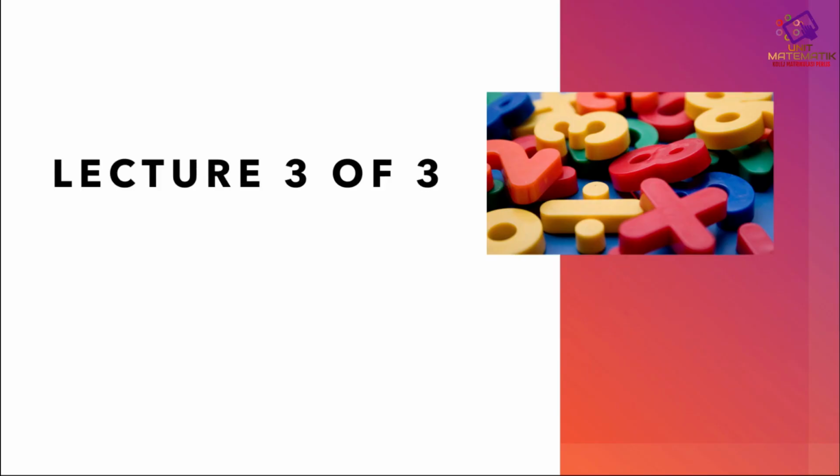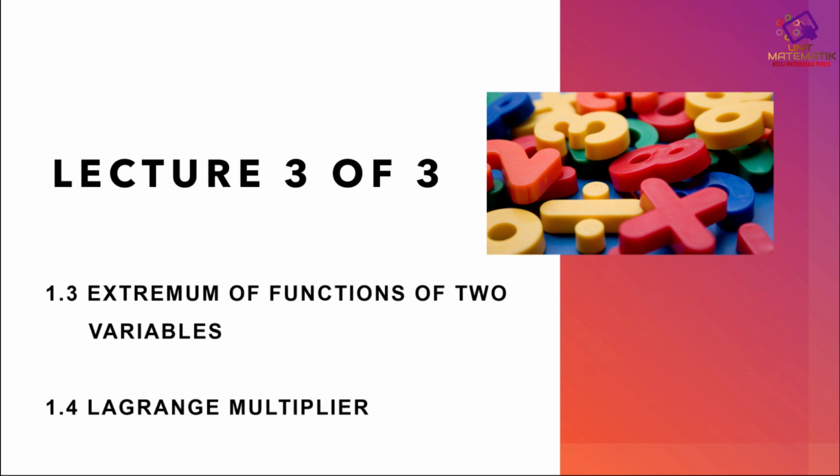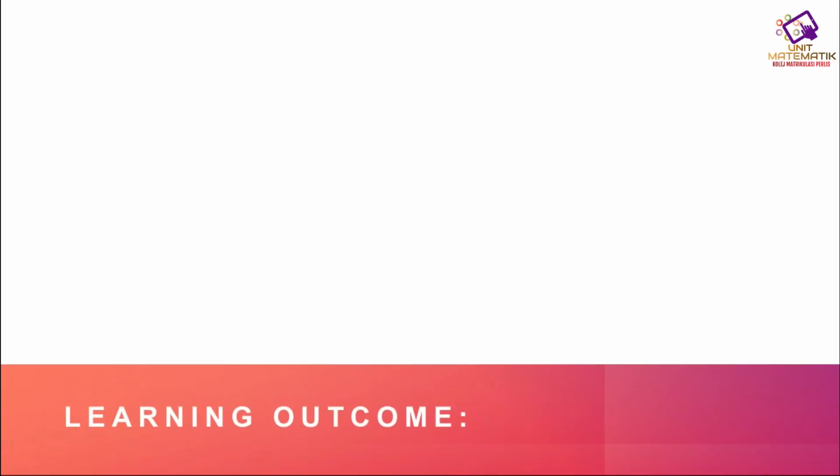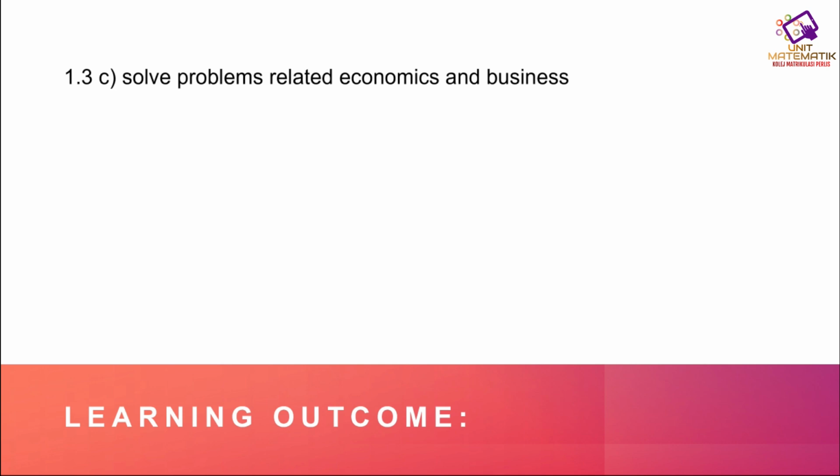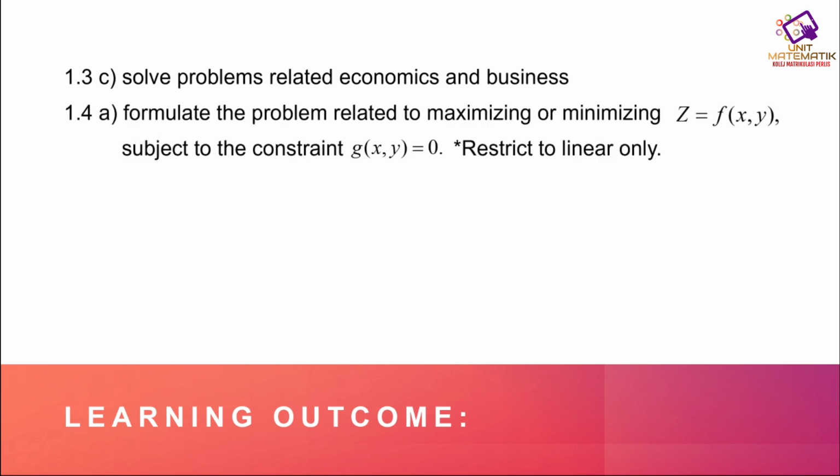For lecture 3 of 3, we are going to focus on extremum of functions of two variables and Lagrange multiplier. For learning outcome, at the end of this lecture, you should be able to solve problems related to economics and business, and formulate the problem related to maximizing or minimizing z equals f(x,y) subject to the constraint g(x,y) equals 0. D is restricted to linear only.